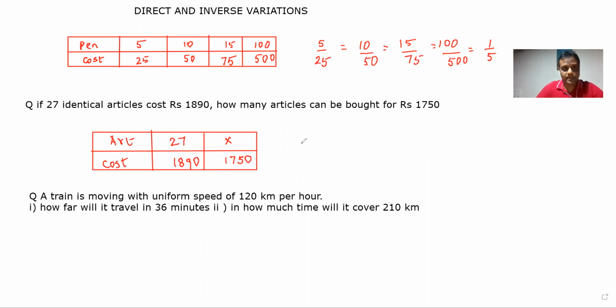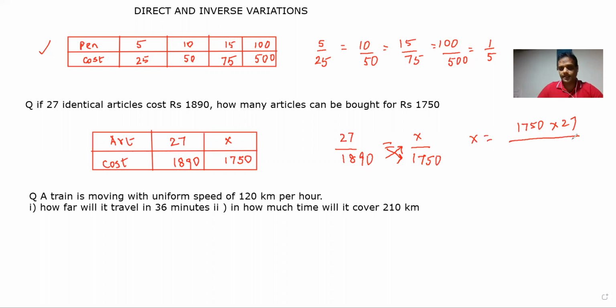Now, as I just explained, the ratio has to be same. What has to be same? The ratio has to be same in both. So what am I going to write? 27 upon 1890 is same as X upon 1750. Now we have to find X. Very simple equation. What we do is cross multiplication. So X will be equal to 1750 into 27 upon 1890.